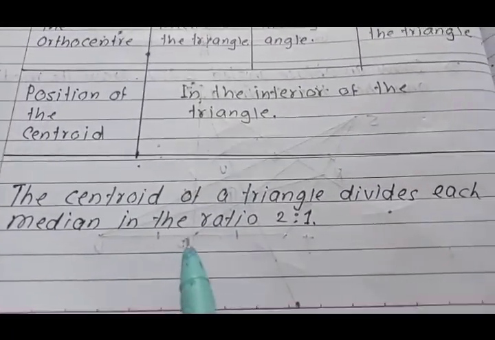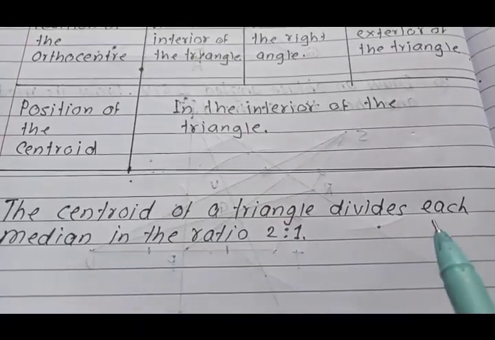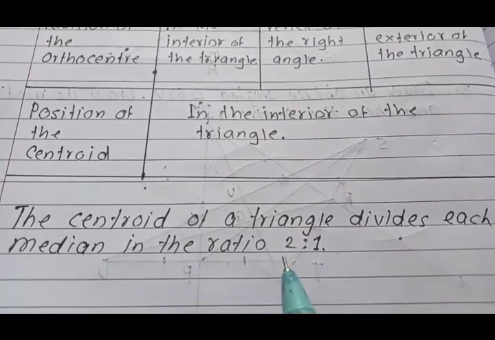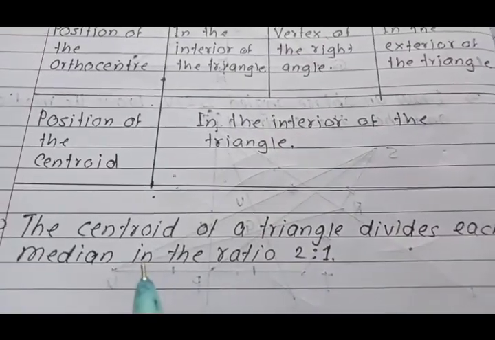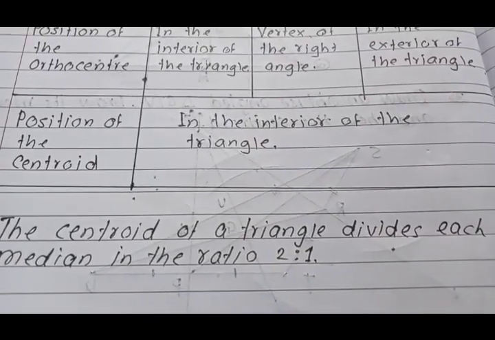Number 10. The centroid of a triangle divides each median in the ratio 2:1.